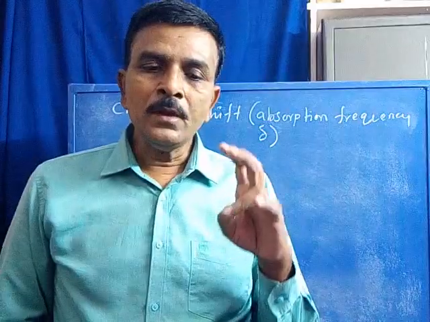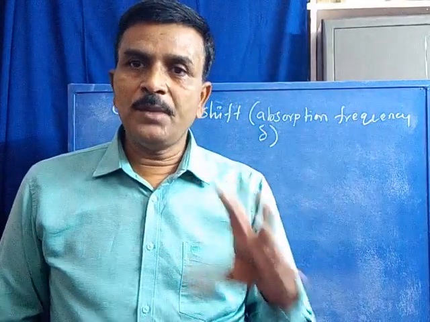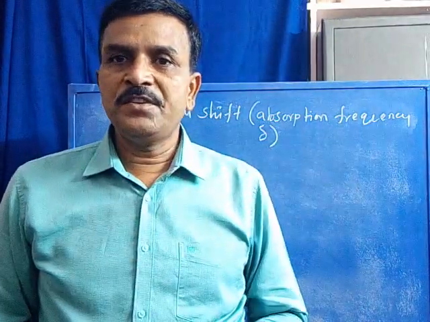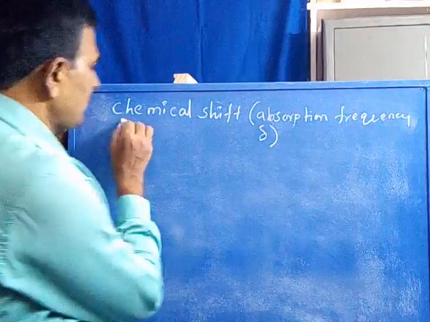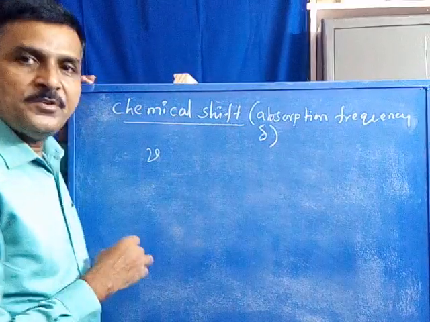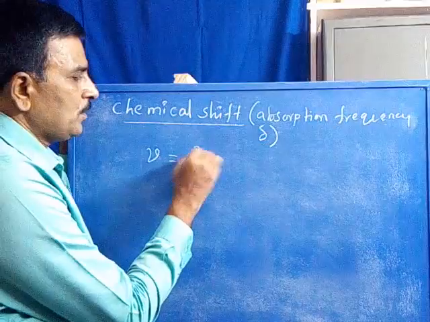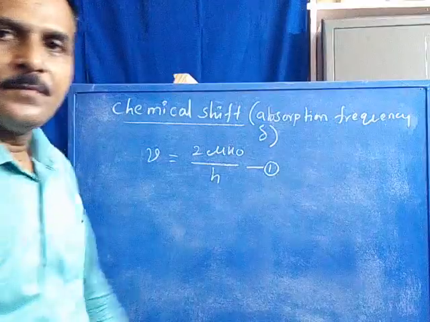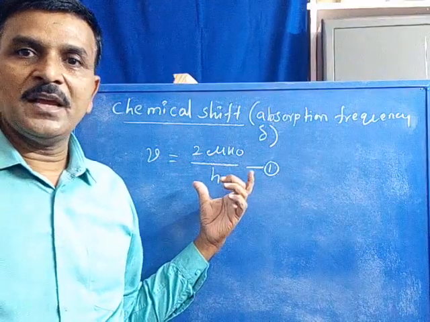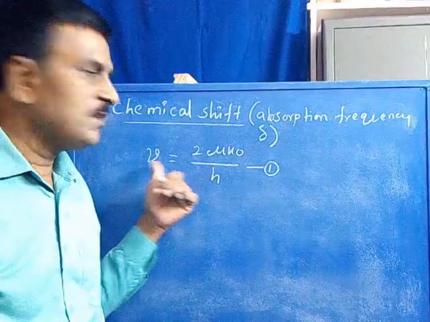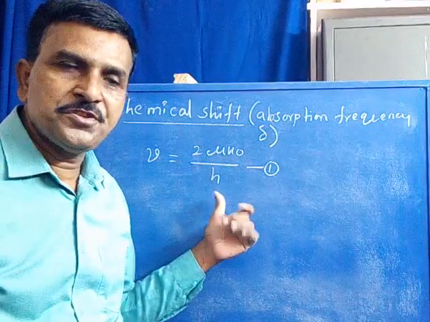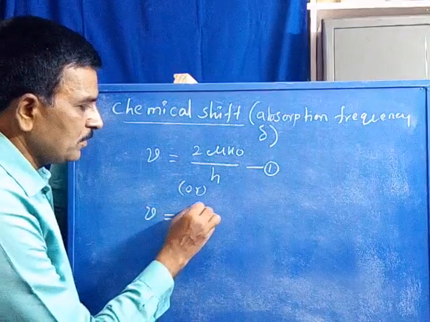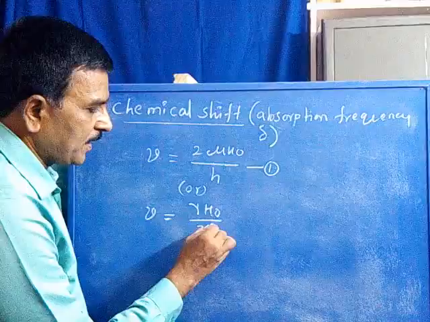Are you following? So for calculating the absorption frequency of each set of protons in a molecule, we have two equations. One is: frequency of absorption is equal to 2 nu H0 divided by h. This is one equation, a classical equation which was derived in yesterday's class. Absorption frequency is equal to 2 nu H0 divided by h, or absorption frequency is equal to gamma H0 divided by 2 pi.